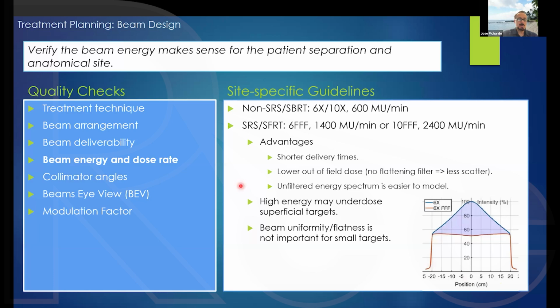The other thing to consider is uniformity is not important for small targets. We don't care about it. So flatness is not that critical.